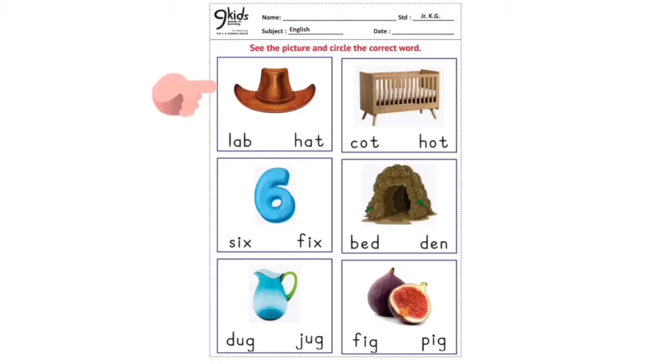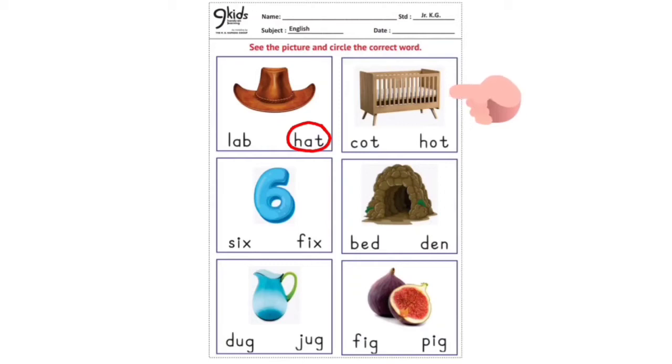Which is the first picture? Yes, hat. Now read the words given under the picture of hat. Lab, lab. Hat, hat. So which is the correct word? Yes, hat. So we will circle the word hat. The next picture? Yes, cot. So now let's read the words given under the picture of cot. Hot, cot. So which is the correct word? Yes, cot. So we will circle the word cot.